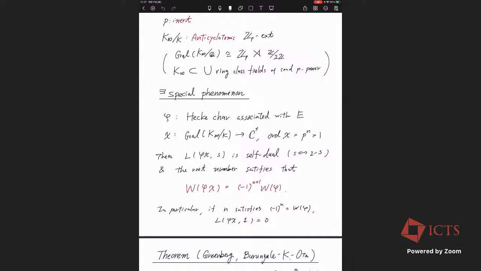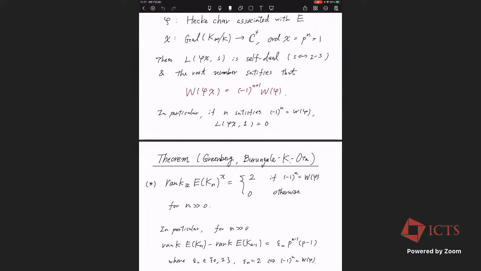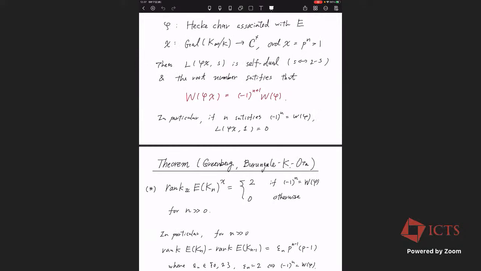And in particular, if n is equal to the parity of the root number of phi, then the root number is minus 1, so the L-value vanishes. So there are many zeros in the anticyclotomic direction. So we expect rational points by the BSD conjecture.